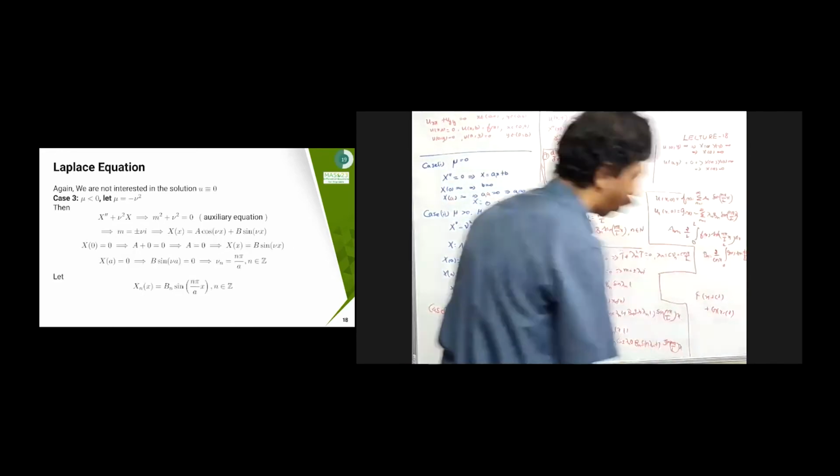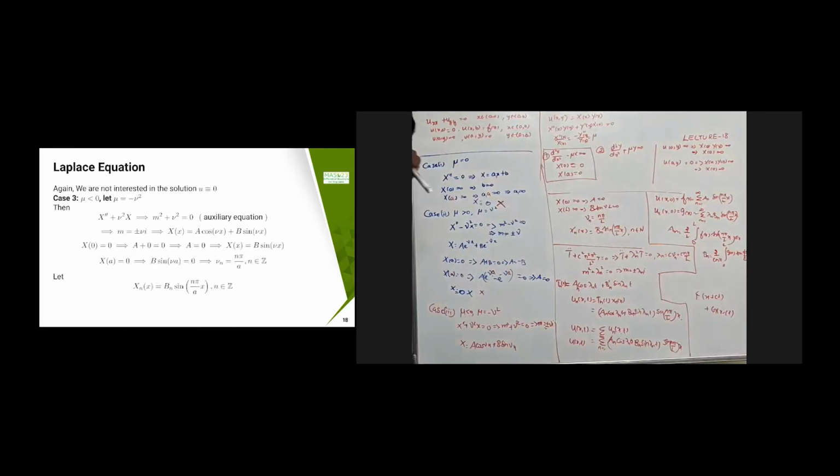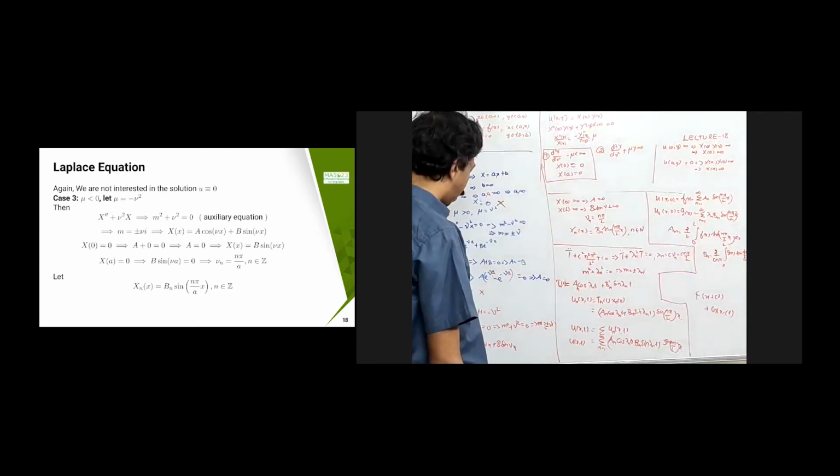So in this case once again I have to use the boundary condition. X of 0 equal to 0 means a cos 0 equal to 0 is going to come. So a is going to become 0, because a cos 0 is nothing but a.